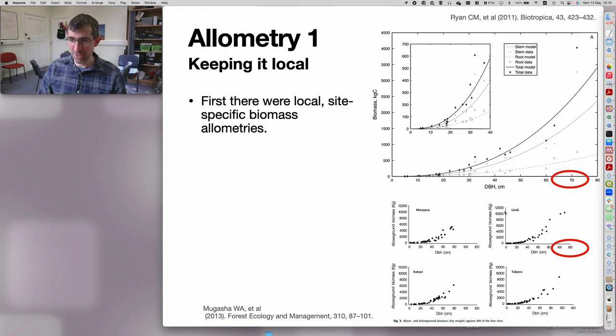5 tons of carbon, so 10 tons of biomass. And you can imagine the work involved in felling and weighing a 10-ton tree. You don't have to do that because Wilson did it for you.